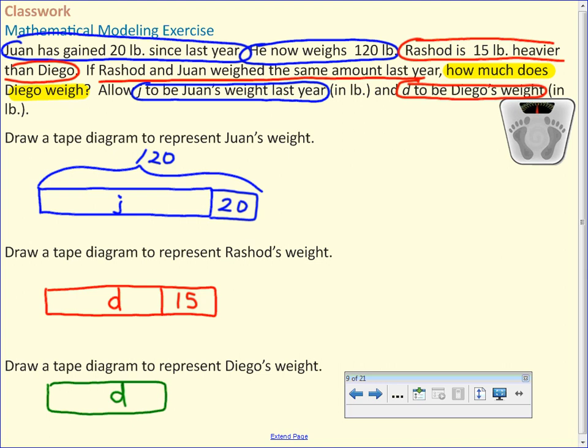Any questions on how we made any of those tape diagrams? Where a letter came from, where a number came from, why they were the same size. Because Rashad is Diego's weight plus 15. It says up here that Rashad is 15 pounds heavier than Diego. So we took Diego's weight and added 15 to it. And we made it the same size as Juan's weight last year because we know that they weighed the same.